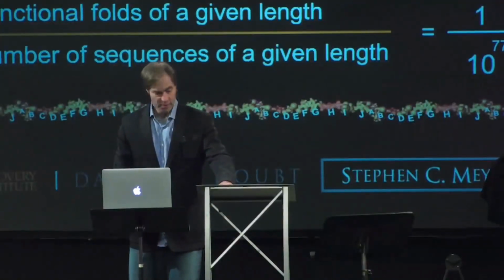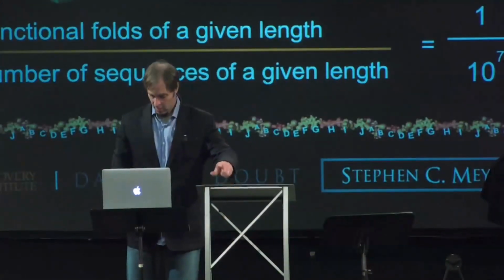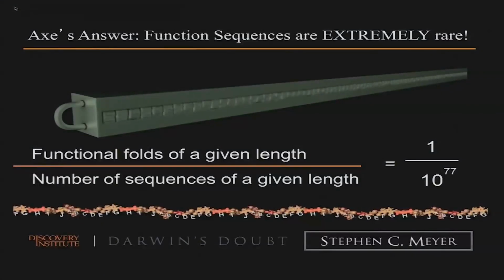But it turns out that there's only 10 to the 40th organisms in the entire, we're searching our 10 to the 77 possibilities. It turns out that 3.5 billion years is not nearly enough time to search this effectively.